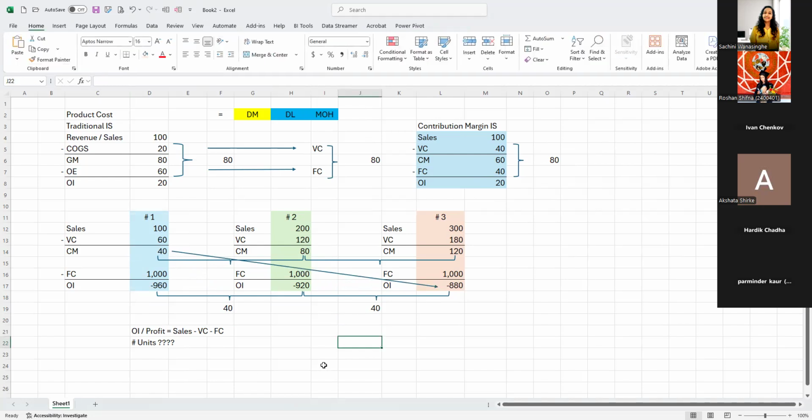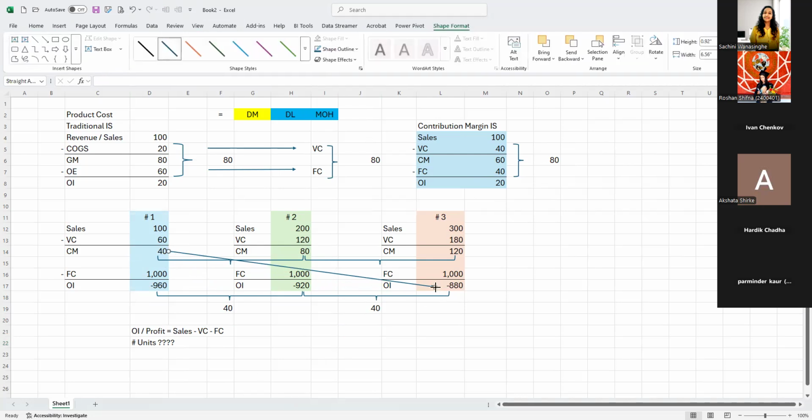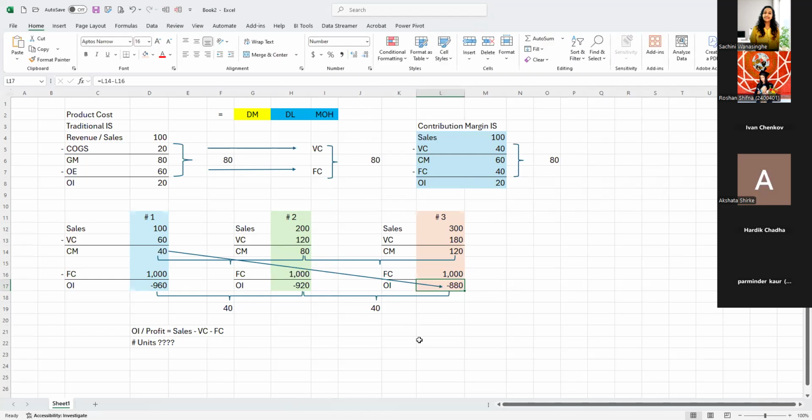Yes, Professor. Can you actually see it? That every time I sell one additional unit, my operating income is going to go up by exactly the contribution margin that unit gives me. Make sense? Yes, Professor.